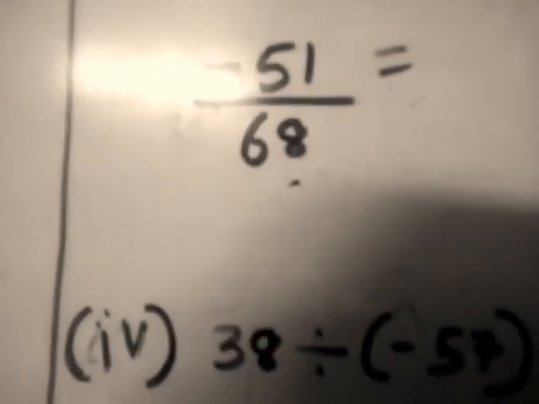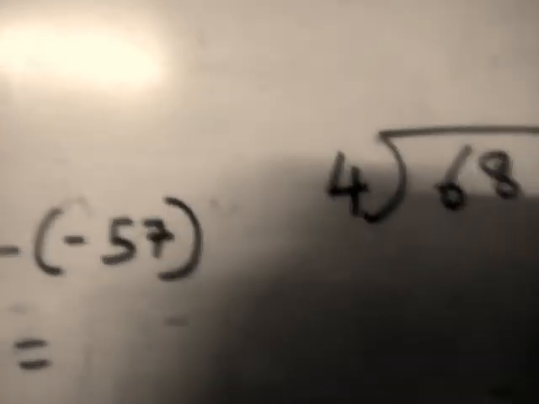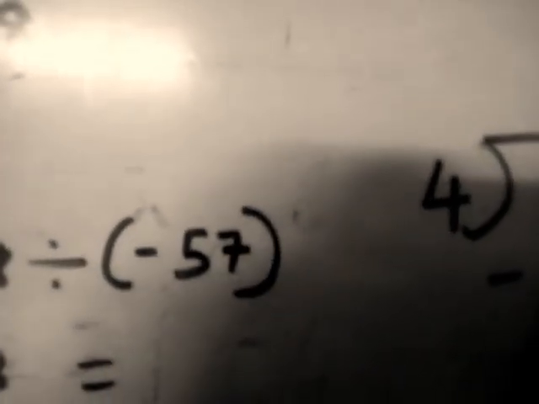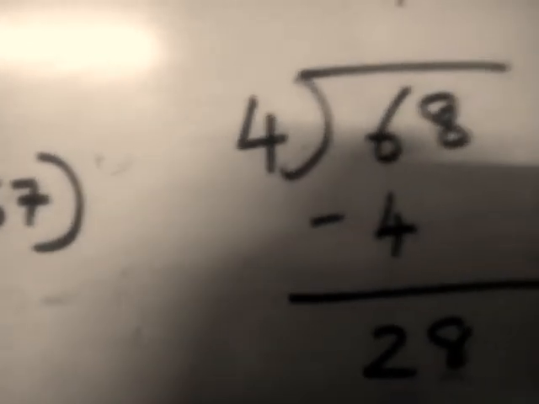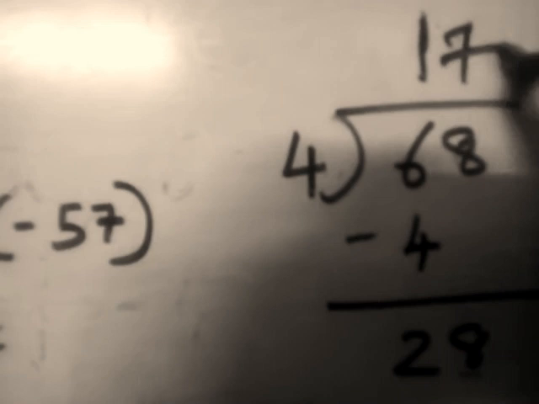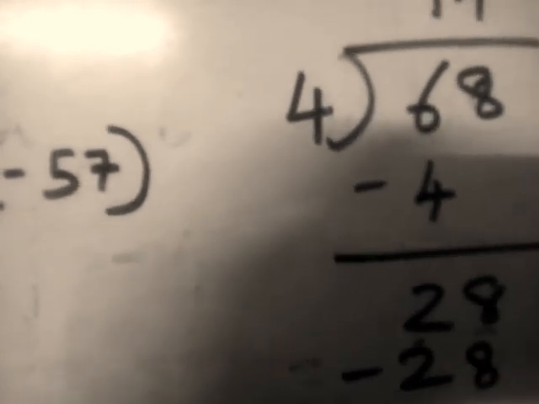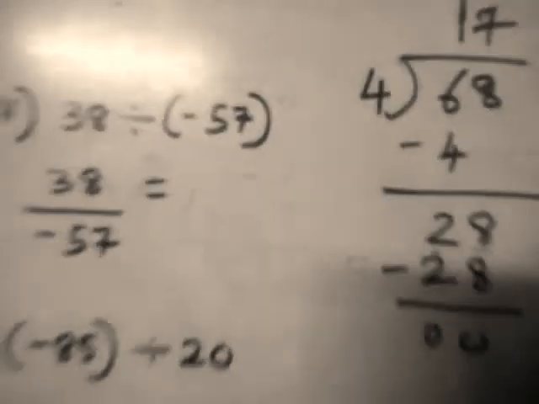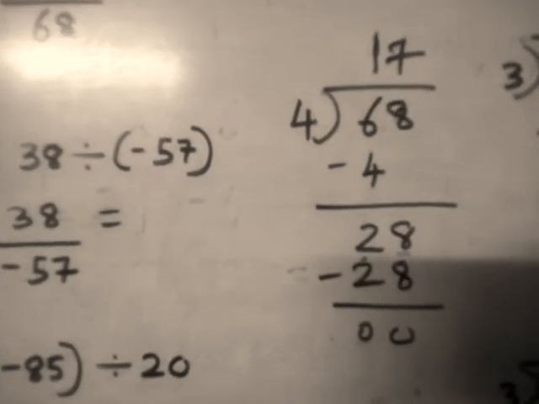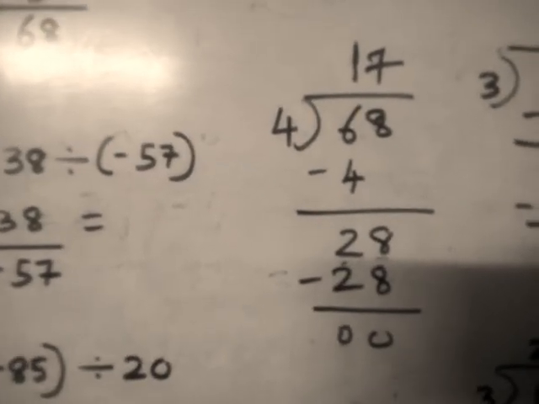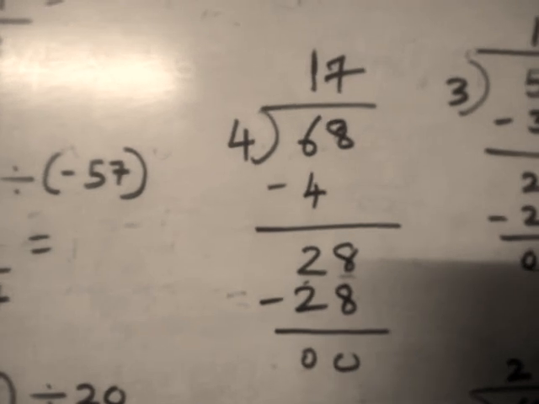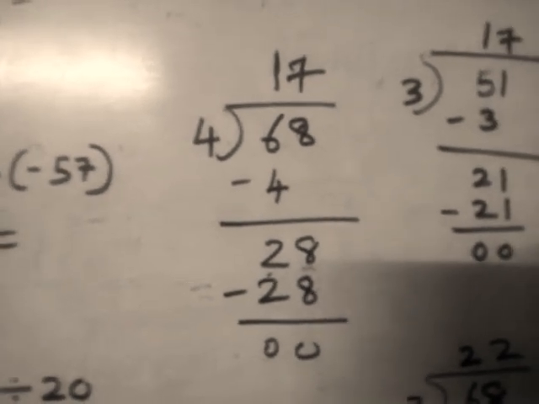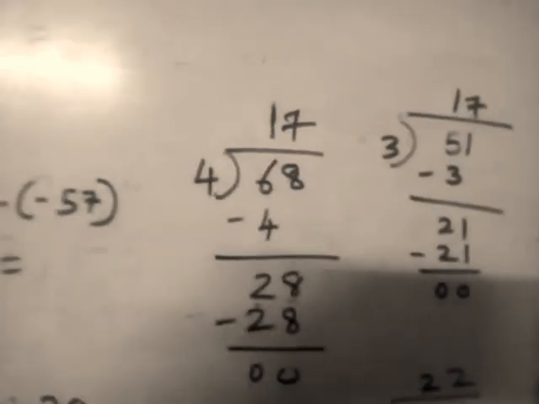Check by the 4 table. 68 divided by 4. 4 ones are 4. 6 minus 4 is 2. 4 sevens are 28. See that now, for both numbers, minus 51 and 68, the quotient is 17. When you divide 51 by 3, the quotient is 17. When you divide 68 by 4, the quotient is 17. So both numbers are divisible by 17.